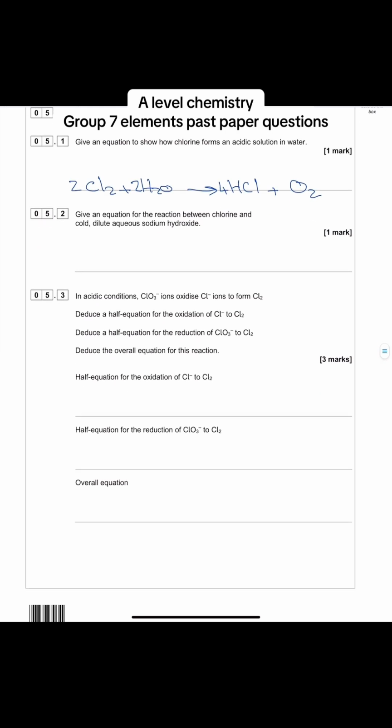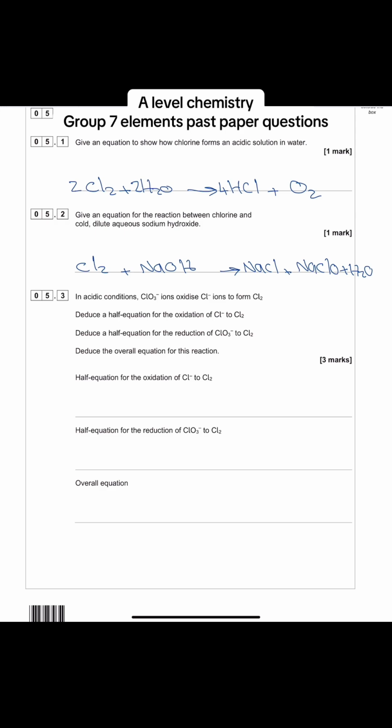Give an equation for the reaction between chlorine and cold dilute aqueous sodium hydroxide. This is a disproportionation reaction where chlorine will be oxidized and reduced to give sodium chlorate(I), and will also give sodium chloride and water. So now chlorine plus sodium hydroxide, that gives us sodium chloride and sodium chlorate(I) and water.